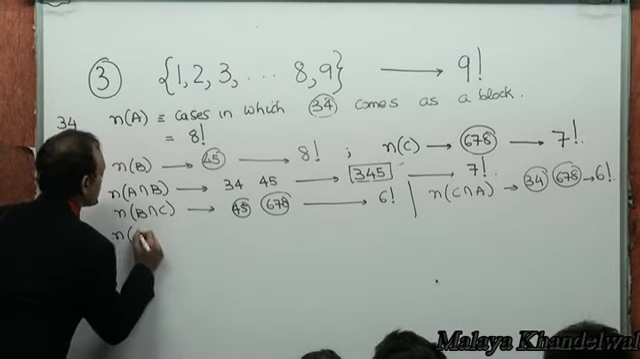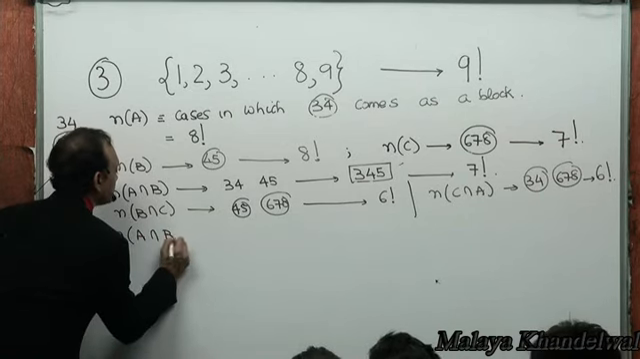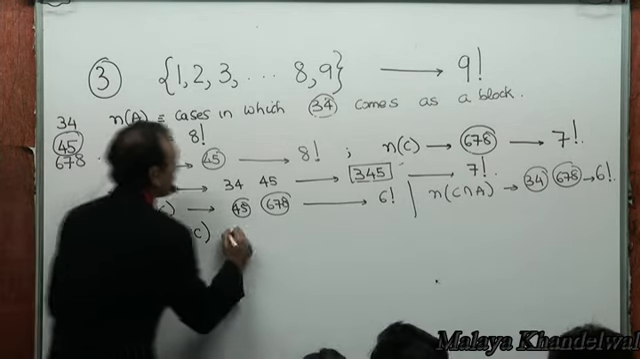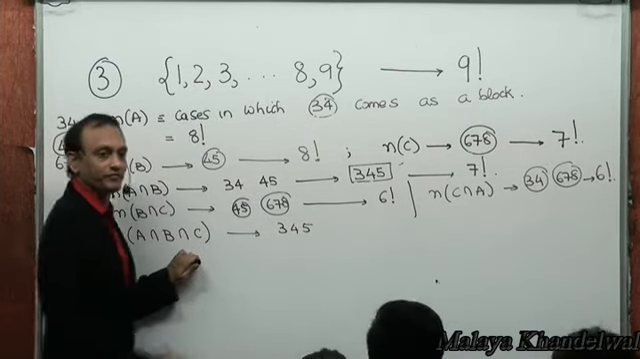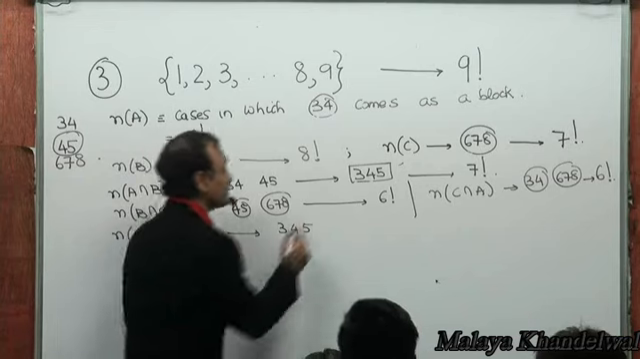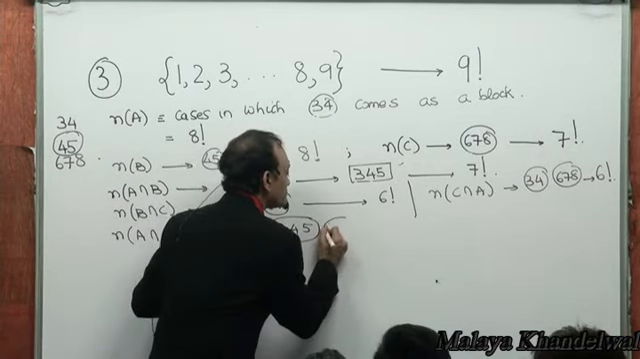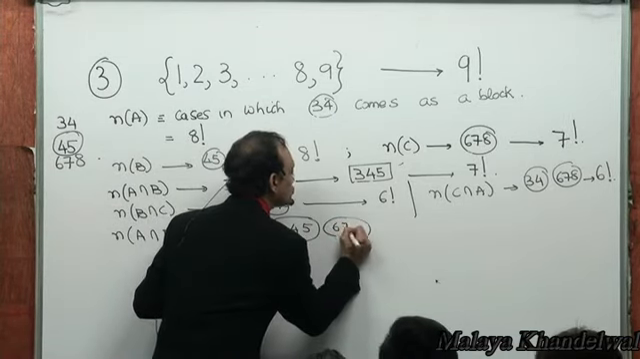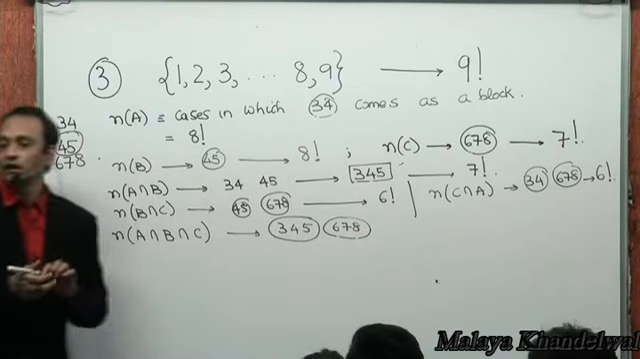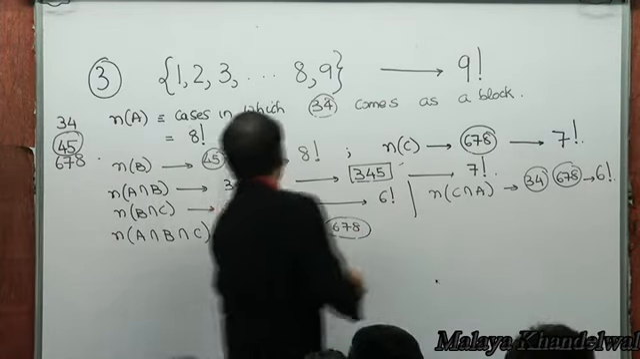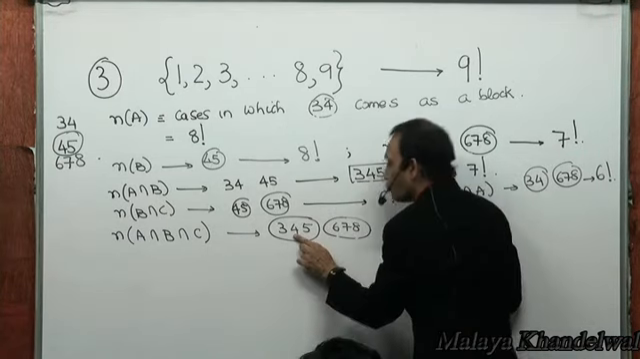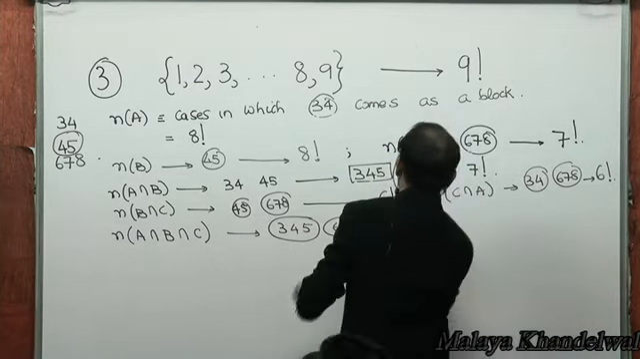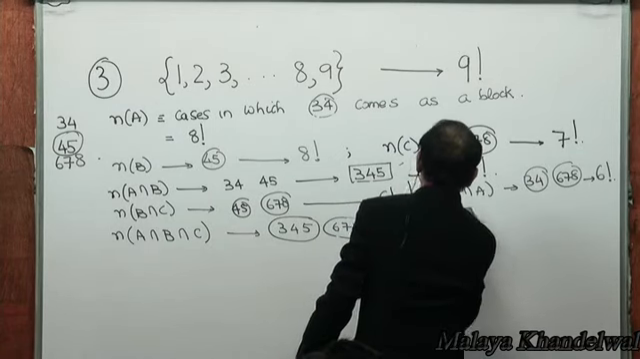Number of cases in which A and B and C come together: 3, 4 and 4, 5 is like 3, 4, 5, and 6, 7, 8. These two come as a unit. How many? 5 factorial, because 3 and 3, 6, 3 units left from there, 4 and 1, 5 units permuted in 5 factorial ways.